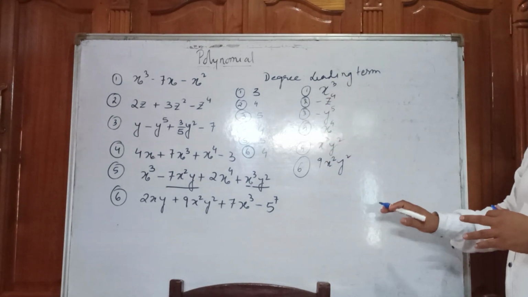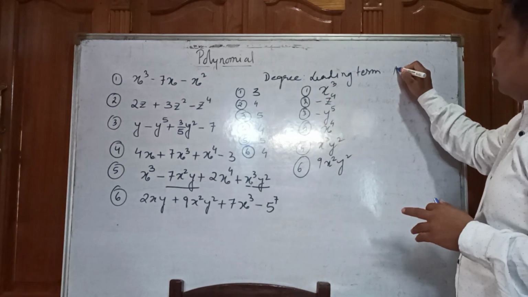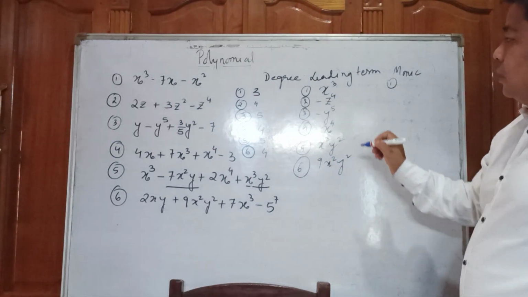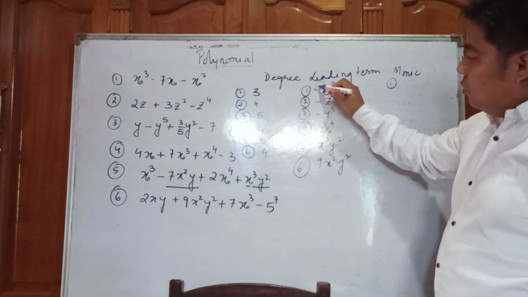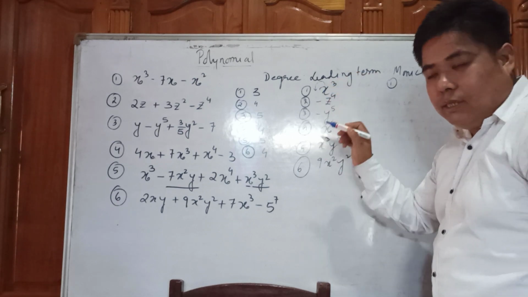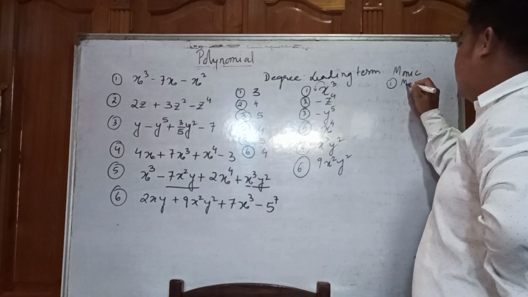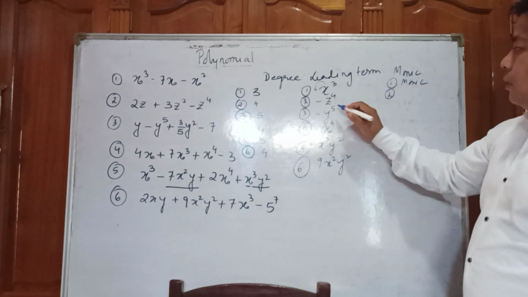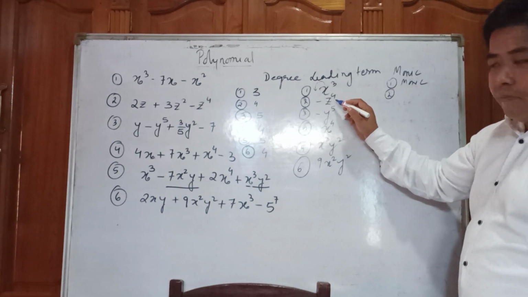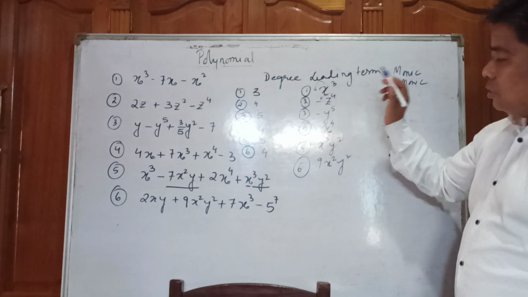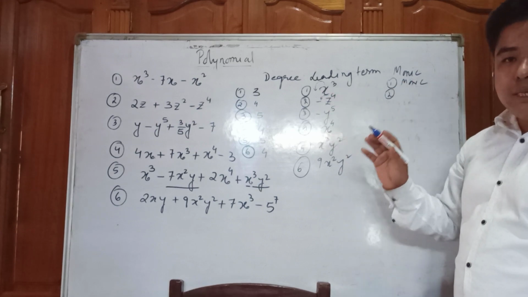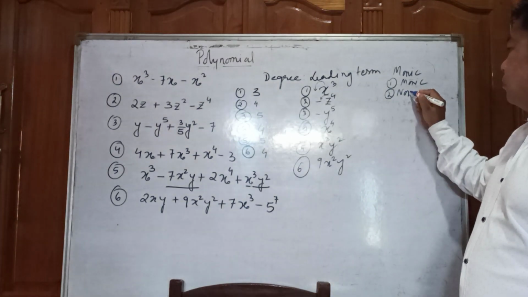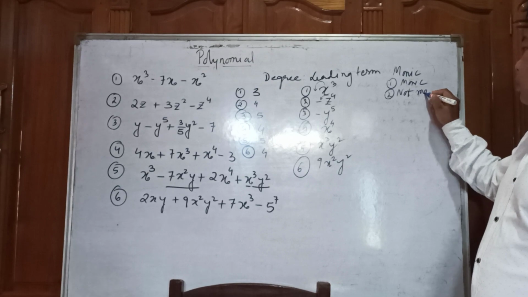After we find the leading term, we are going to check whether it is monic or not. Monic. Number 1. The leading term is x cubed. What is its coefficient? There is no coefficient. If there is no coefficient, it means that the coefficient is 1. Therefore, it is monic. For the second example, the leading term is minus z to the power 4. The coefficient here is negative. That means it will never be plus 1. Therefore, it is not monic.